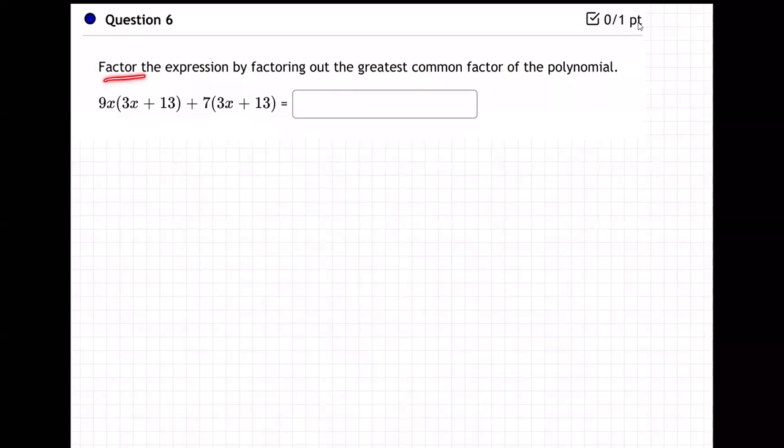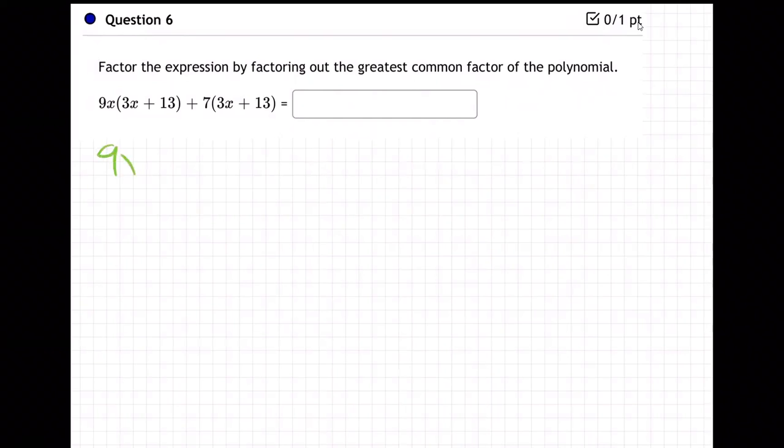Okay, so factor the expression by factoring out the greatest common factor of the polynomial. Okay, now this one's going to be a little bit weird. If you notice, these two both share a parenthesis 3x plus 13, don't they? They both share it. So let me show you how to do this one by way of a pattern.